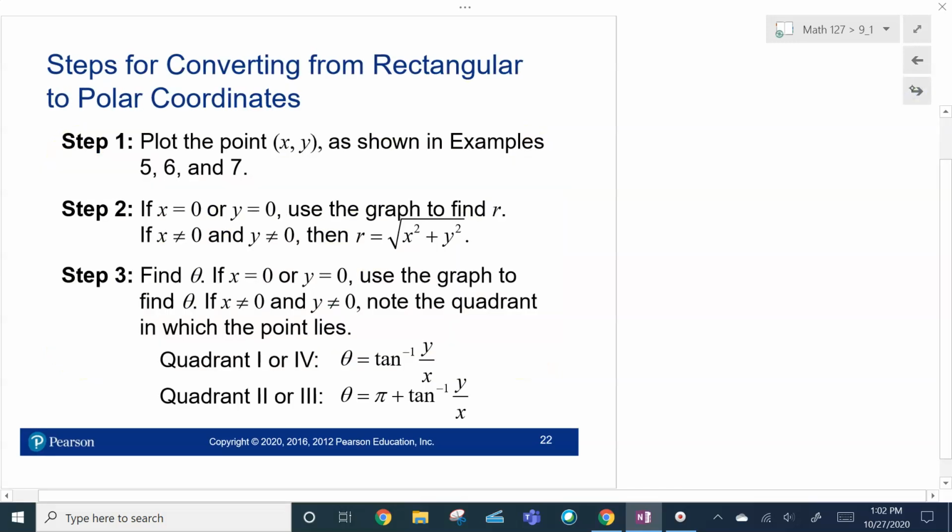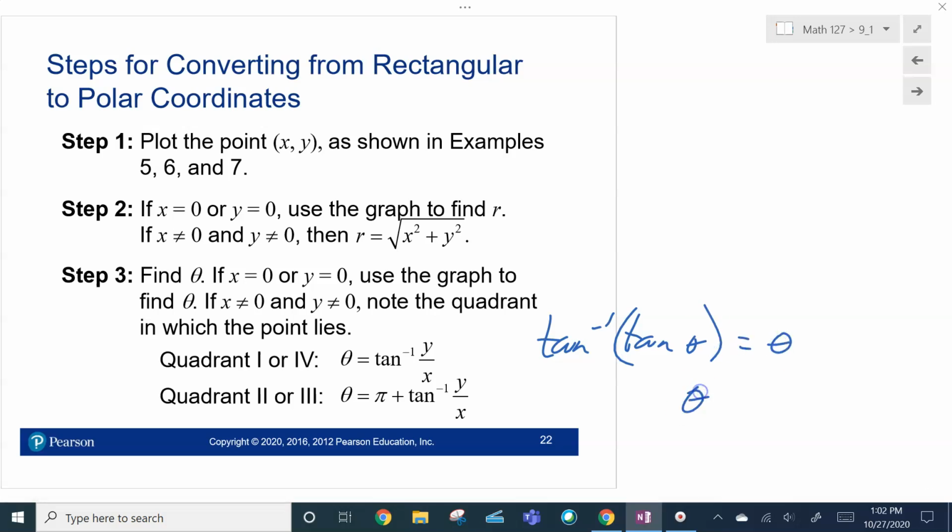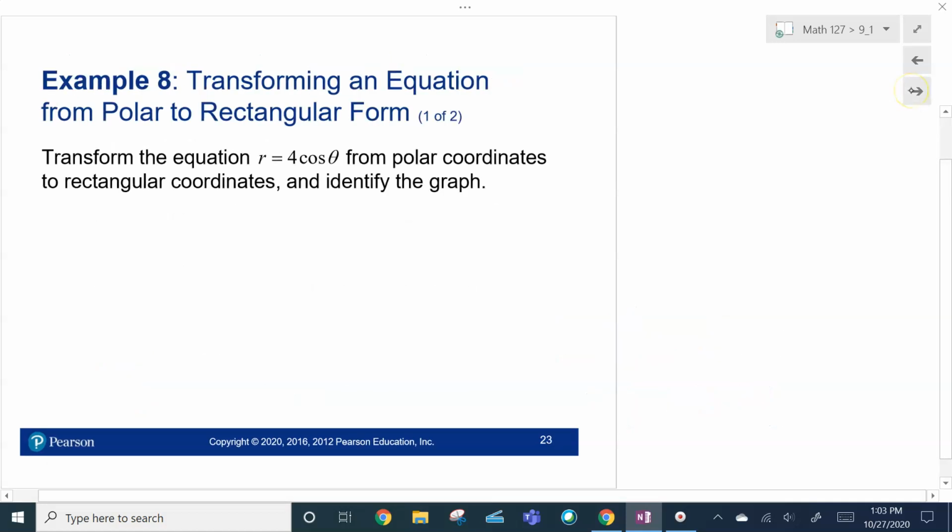and go from there. So this kind of sums that up, and you want to think about what quadrant you're in, because when you run the arctangent of the tangent of theta to get your theta, that theta is spitting out that angle between negative pi halves and pi halves. So you've got to think about what quadrant you're in and adjust accordingly.